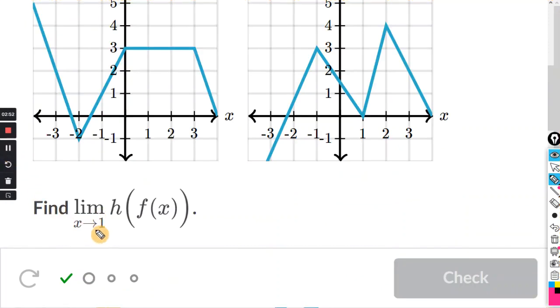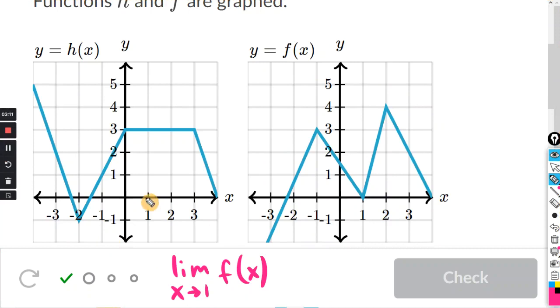Now the limit as x approaches 1 of h of f of x. We're looking at the function inside parentheses, x approaches 1. So we're going to do the limit as x approaches 1 of f of x. So let's go to x equals 1 right here. Oh, wait a minute. We're just doing it for f of x, so x equals 1 right here.